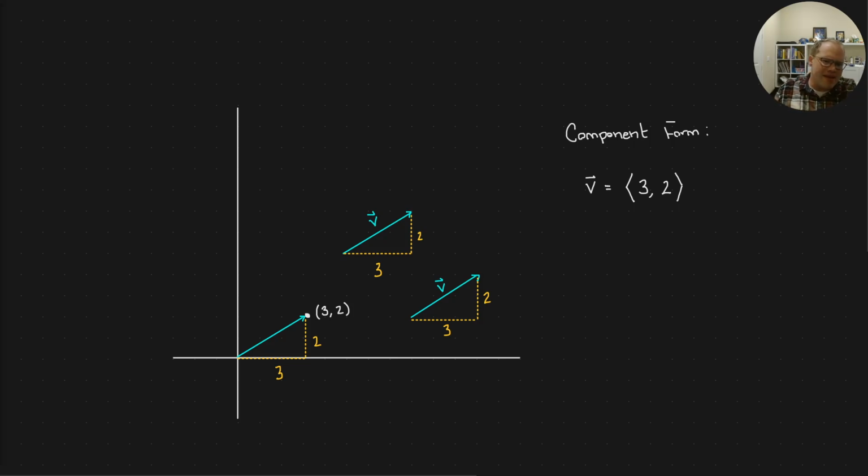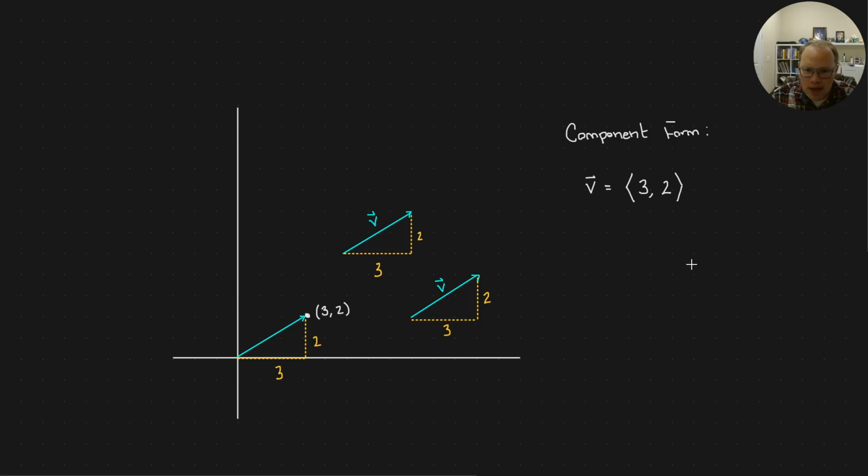But component form isn't the only way we can represent a vector. In fact, the way we've drawn it here suggests a different way that we can represent a vector. It's similar to this in that we kind of disaggregate it into how much we move in the x direction and how much we move in the y direction. But we emphasize those individual movements a little bit more.